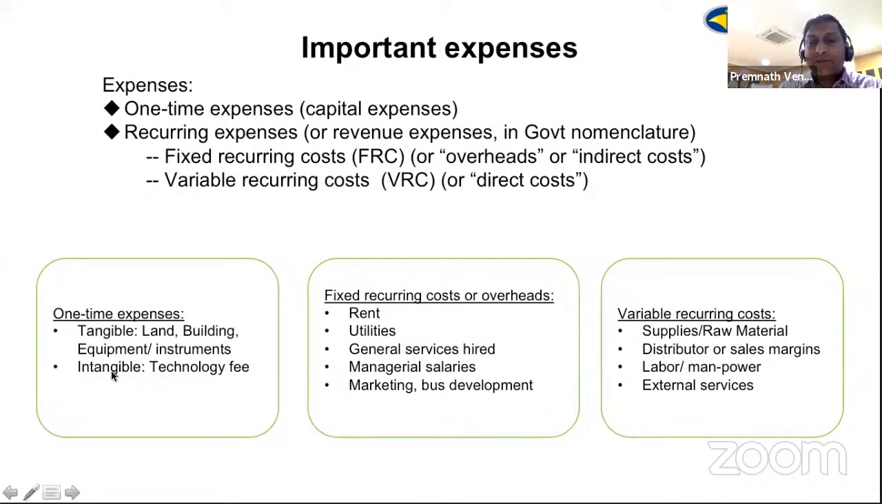One-time expenses, all of you can understand: tangible things like land, building, equipment, instruments, and intangibles like technology, fees, and so on. Fixed recurring costs could include rent, utilities, general services hired, managerial salaries, especially the CEO salaries come here, and marketing, biz dev, and so on. Variable recurring costs could include supplies, raw materials, distributor or sales margins, labor, manpower, external services. A few points to note here.